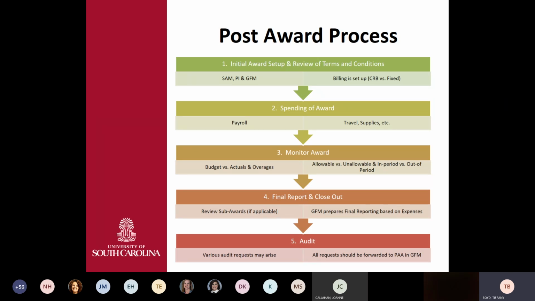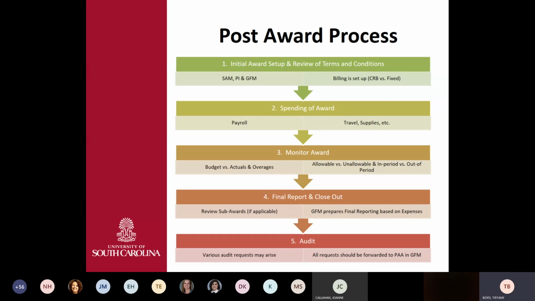The next step is spending of the award. Is it all for salaries and payroll? Do you have travel? Are you buying equipment and supplies? And then the third step is, of course, monitoring that award, making sure that you're staying within those budget categories and you're not overspending and you're only spending it on allowable items, and that you're not incurring out of period cost. So if the award ends 6/30, you're not incurring payroll after that point.